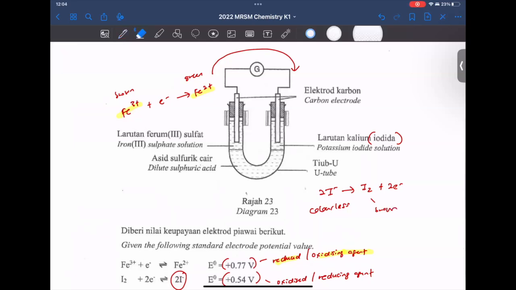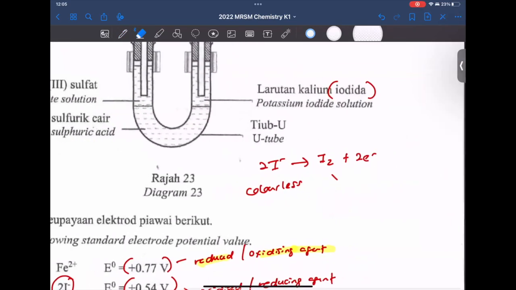Sorry, my handwriting. Sabar. Let me enlarge it so I can write better.